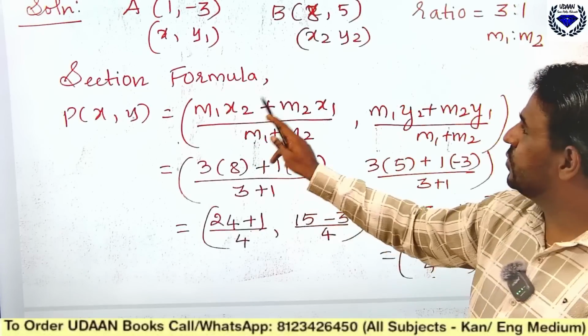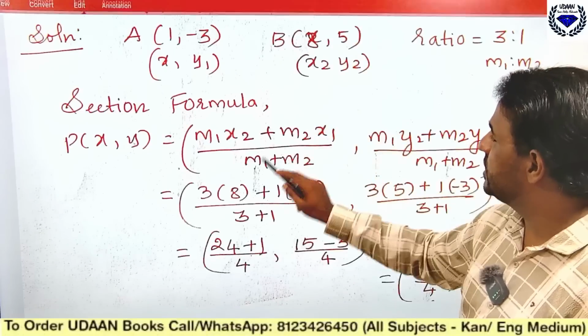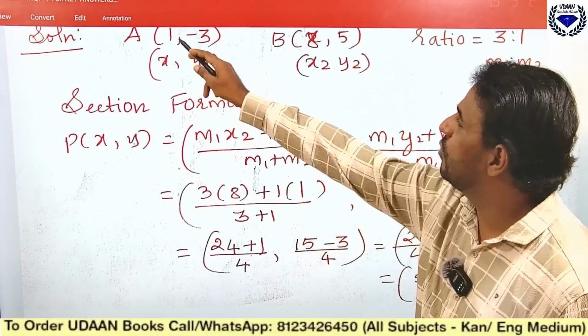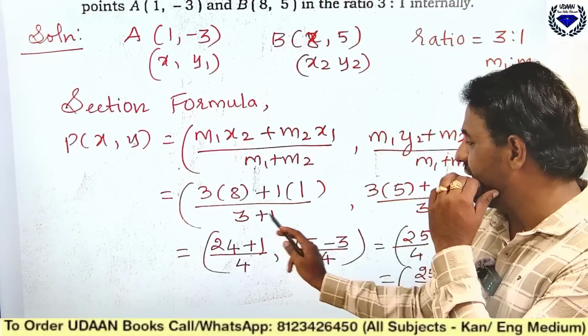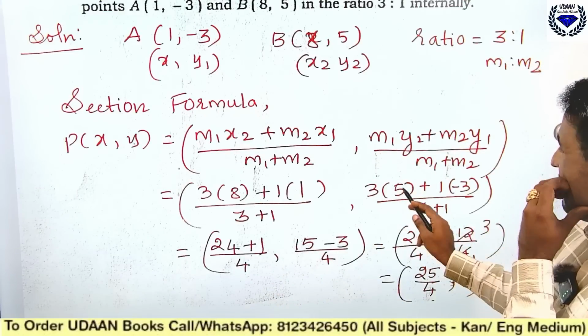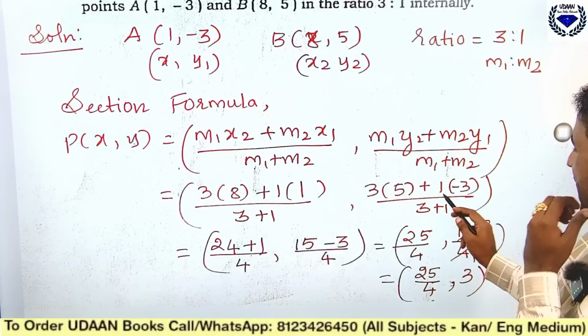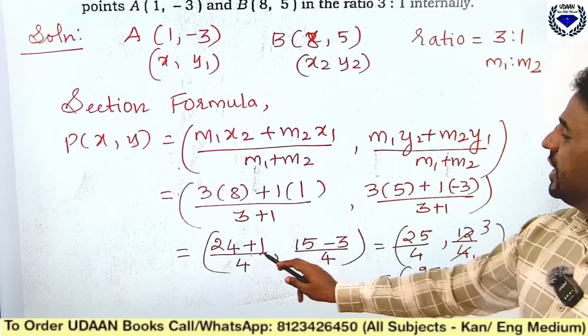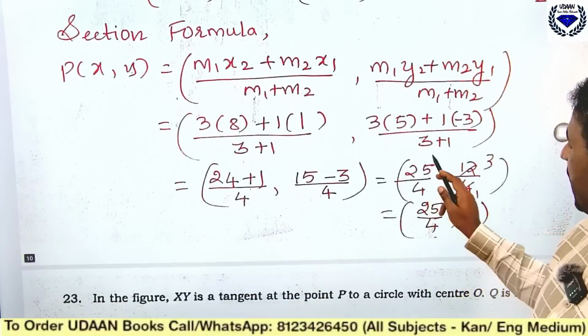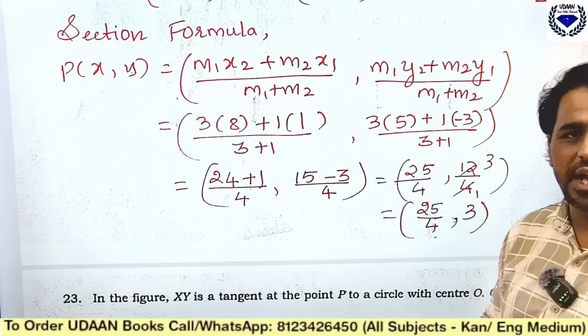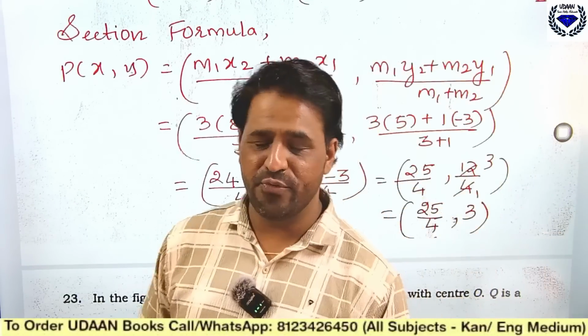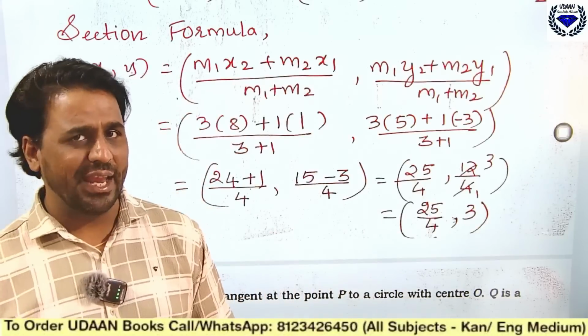Then x2 is how much? Just see here, x2 is 8, x1 is 1. Then 8 3s are 24, 1 1s are 1, 3 plus 1 is 4. Then 5 3s are 15 minus 3, by 4. Then 24 plus 1 is 25 by 4. 15 minus 3 is 12 by 4. So you will get what? 25 by 4. That is nothing but 6.25, comma 3.